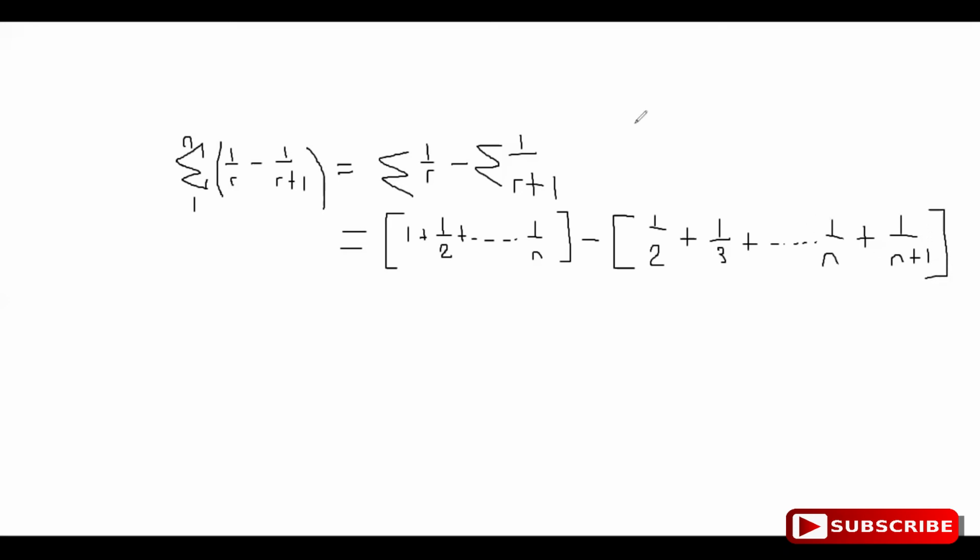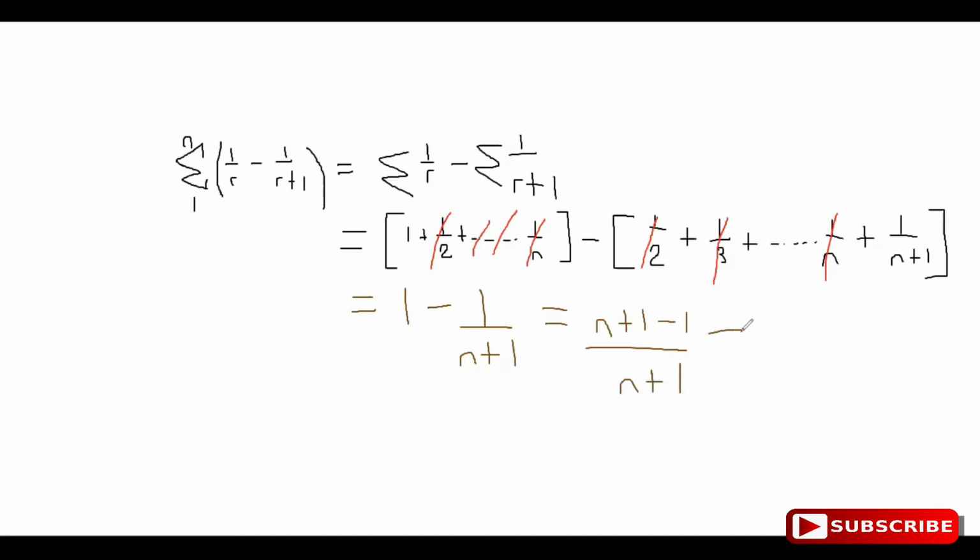If you subtract them now, you notice that a half is going to cancel the half. Everything is going to cancel from here. 1 over n cancels this 1 over n. What we're left with is just 1 minus 1 over n plus 1. And that gives just n over n plus 1. So you were right. It was D. You were correct. Yes, sir. Just D.